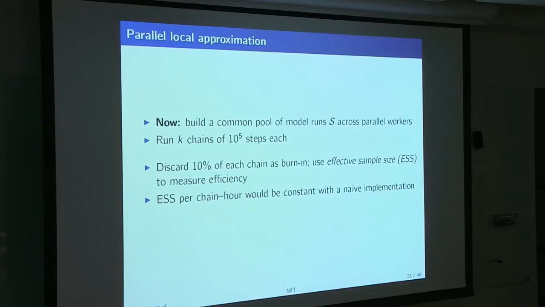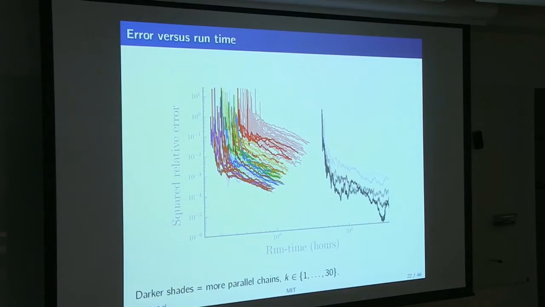So what we're showing here is error. This is error on the vertical axis versus runtime. And the gray is no approximation, so kind of the full model.